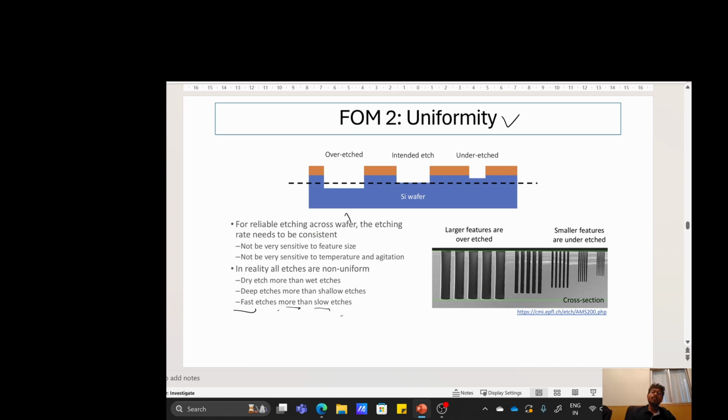Now uniformity also plays a very critical role, because it may be under etched or over etched. That is the thing.